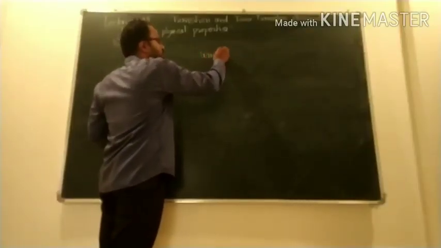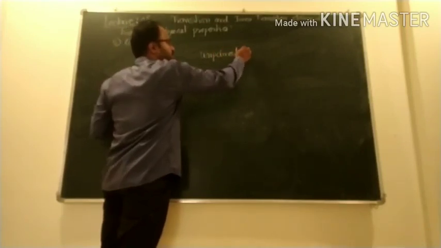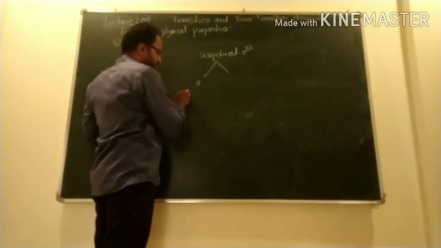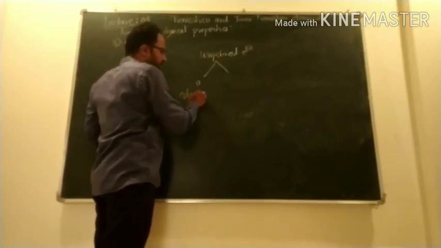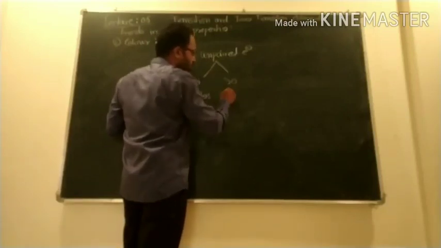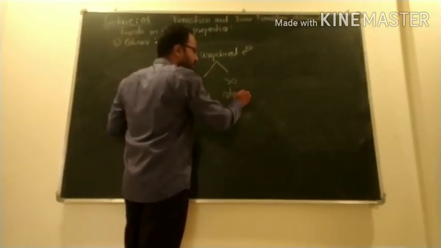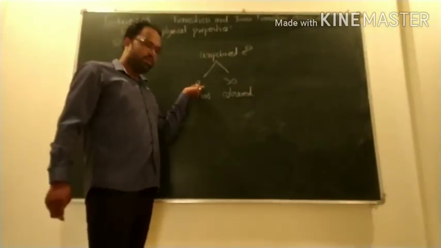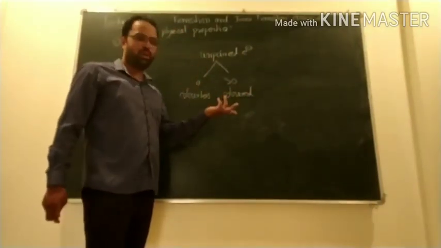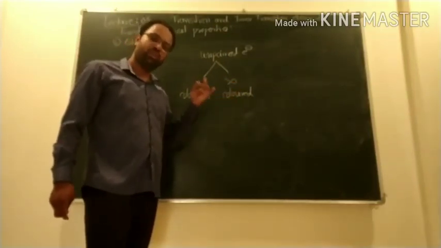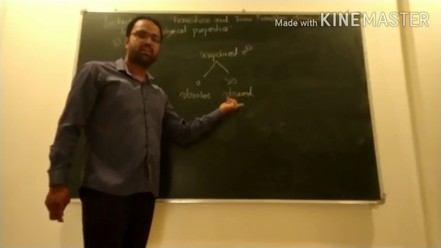If unpaired electrons are 0, then the compound is in colorless form, while if more than 0, then the compound is in a colored state. So 0 unpaired electrons means no unpaired electron, and more than 0 means 1, 2, 3, 4 and so on. They are colored.